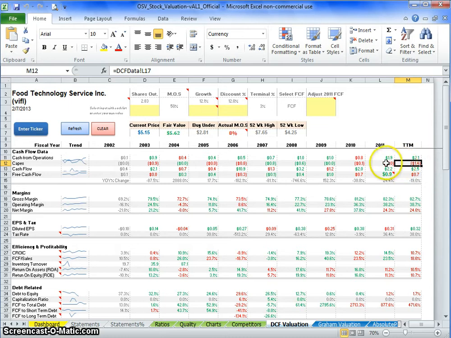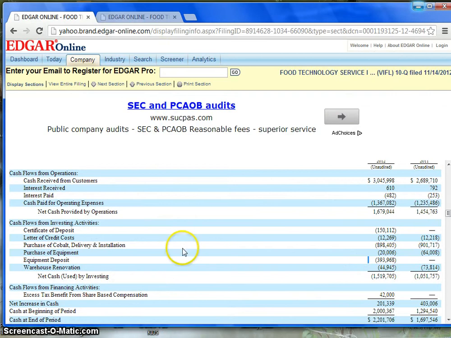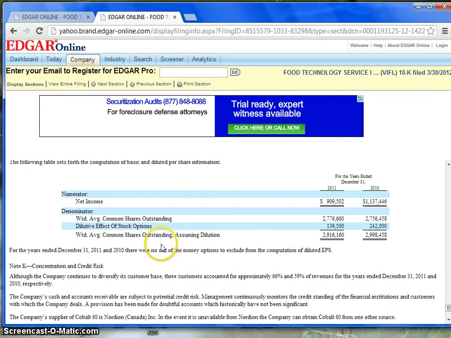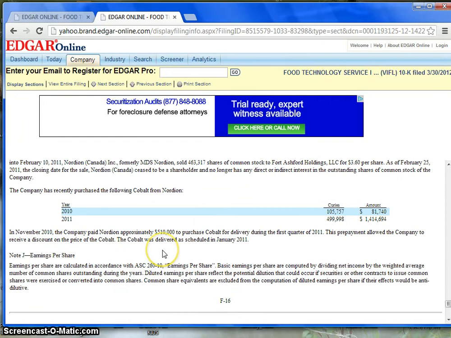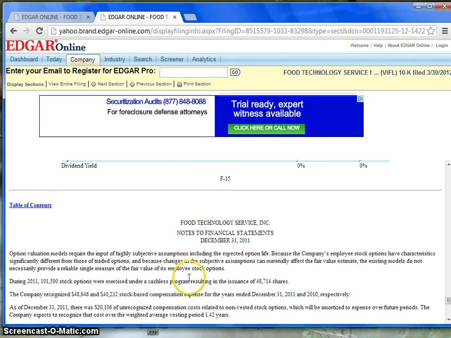So we spent 900,000 over these 2 years for this Cobalt 60. So if we take out the 900,000 each year, we get an adequate capex number, but then we have to add back what we're actually going to use throughout the year. So how long is that going to, does that have a useful life? Well, this is where the 10K becomes helpful as well.